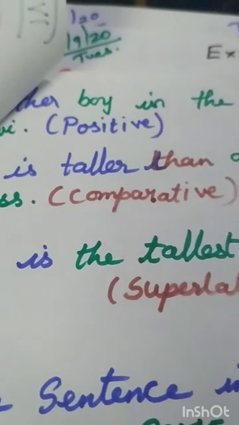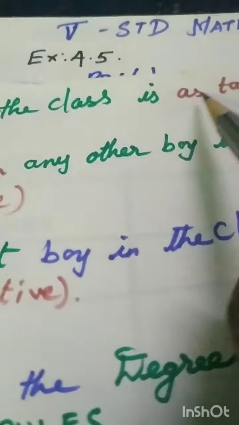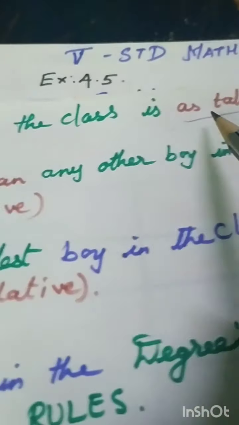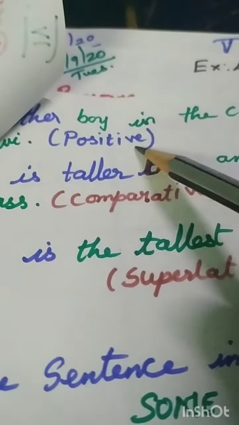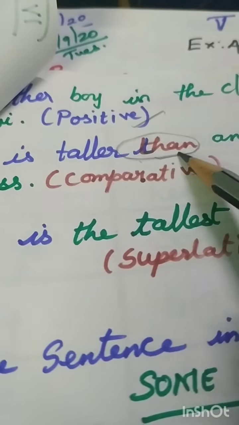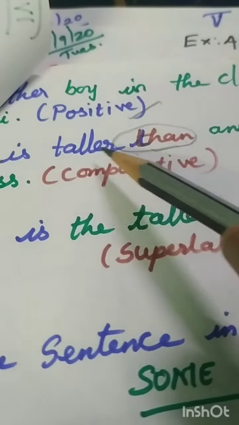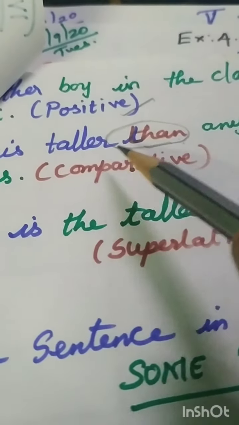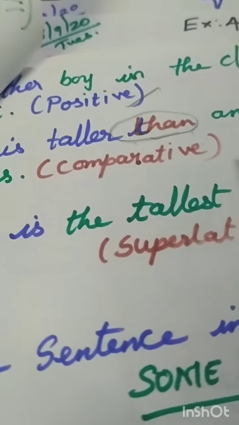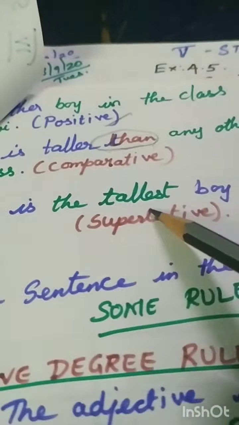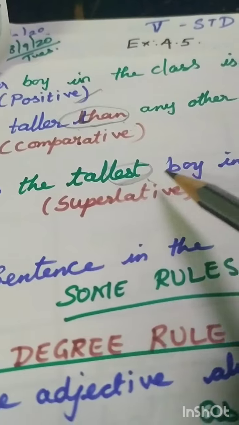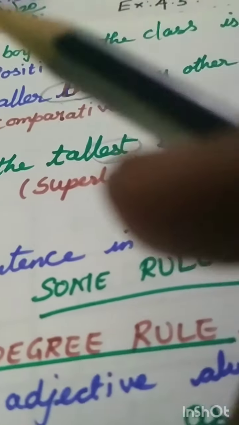Now in the positive degree, we will use words like as tall as, as fat as, as big as. So this will be written for the positive degree. Then for the comparative degree, it will be used as than: taller than, fatter than, shorter than, heavier than. That and all will come for the comparative degree. For the superlative, tallest will end with est. That is most. That is the last degree of comparison.